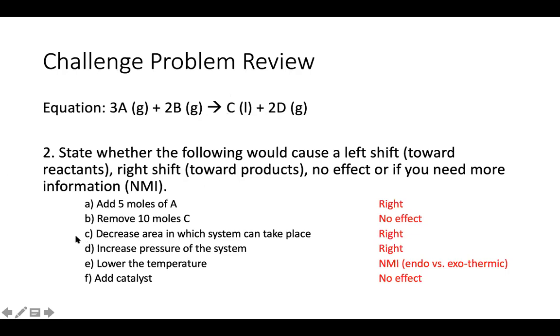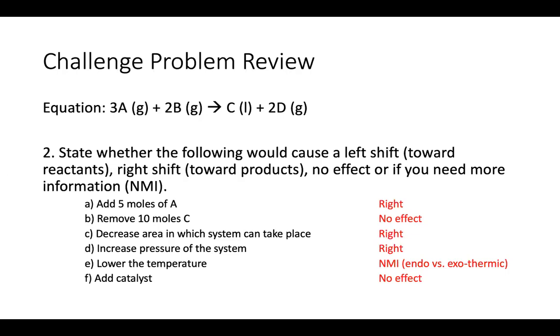Now C says you decrease the area in which the system can take place. Basically, I meant you're decreasing the volume, right? Area was just a general term. So you're decreasing the region in which these molecules are colliding. If we're decreasing the volume, remember that pressure and volume are inversely related. So if we're decreasing the volume, that means we're increasing the pressure.